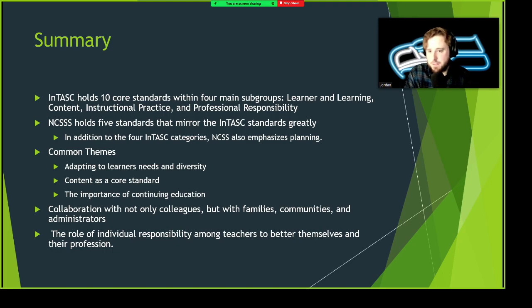NCSS holds 5 standards that mirror the InTASC standards greatly. In addition to the 4 InTASC categories, NCSS also emphasizes planning. Some of the common themes we saw were adapting to learners' needs and diversity, content as a core standard, and the importance of continuing education. Collaboration with not only colleagues but with families, communities, and administrators is all vital towards the bettering of our profession. The role of individual responsibility among teachers to better themselves and their profession is also a key factor in how we can better education. Because, like I said, it's the only thing we have true control over.